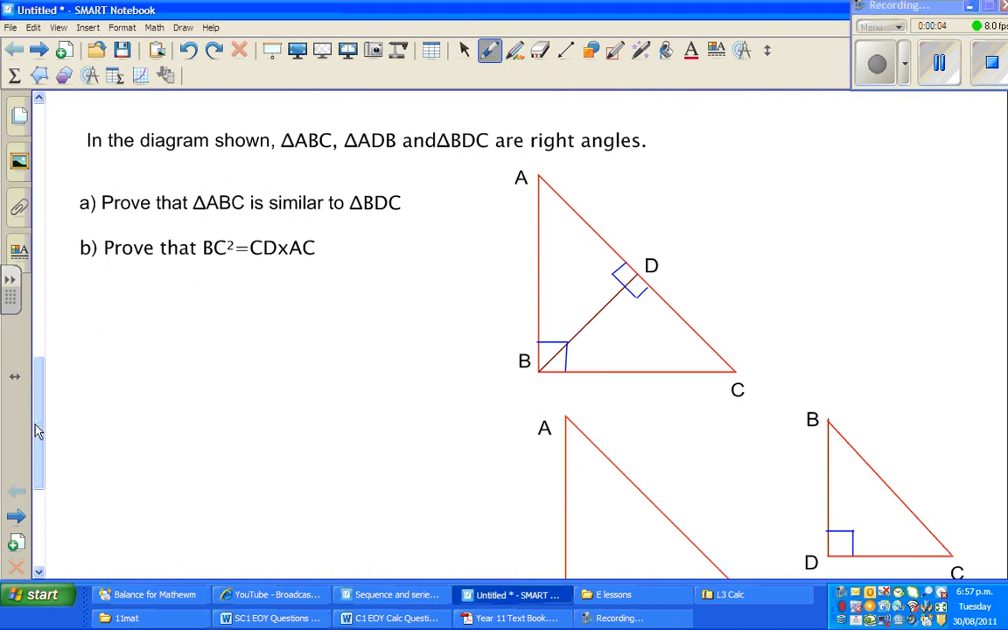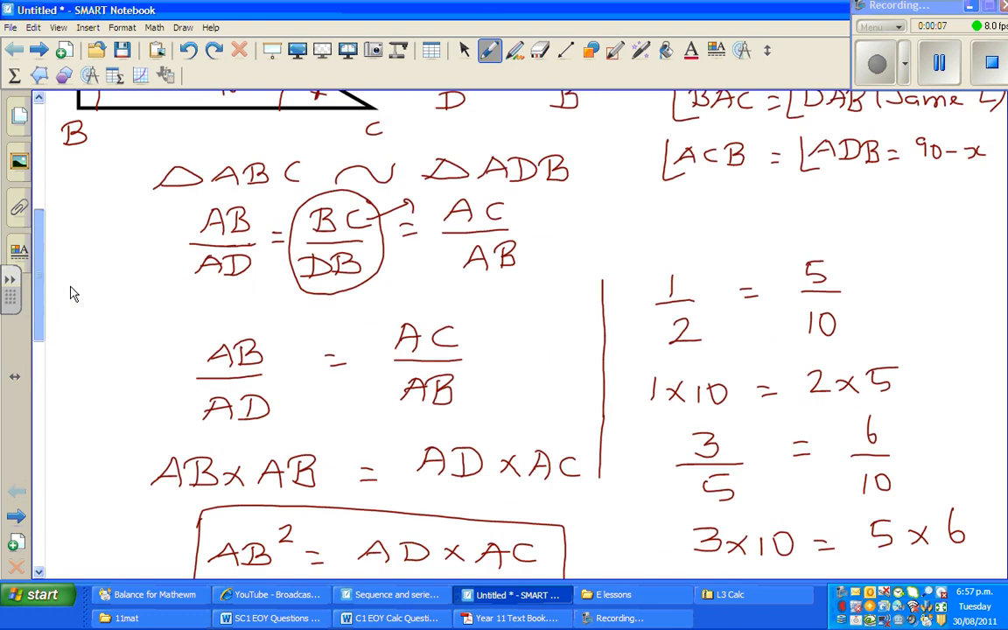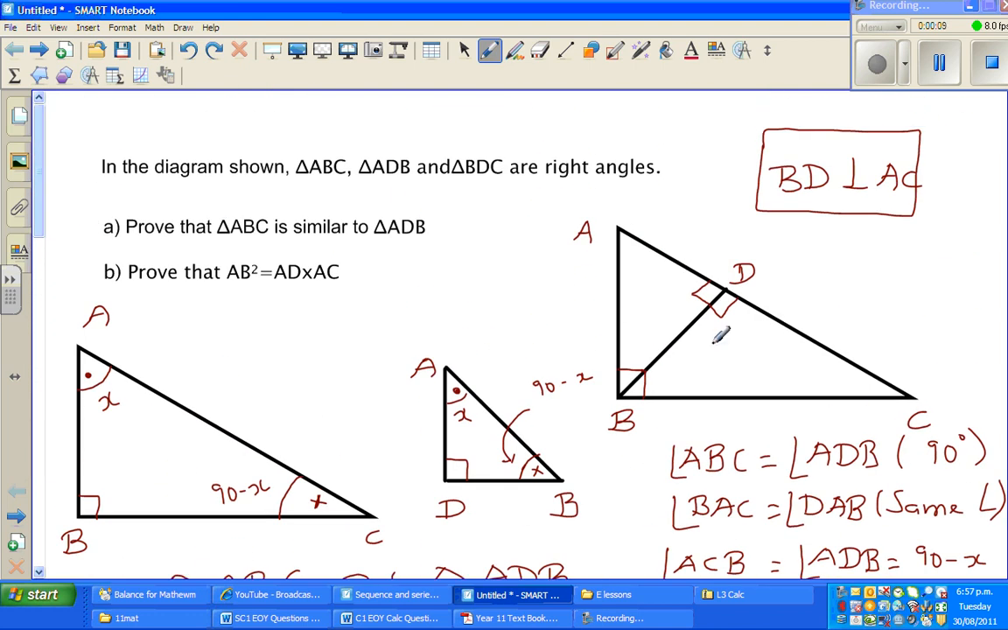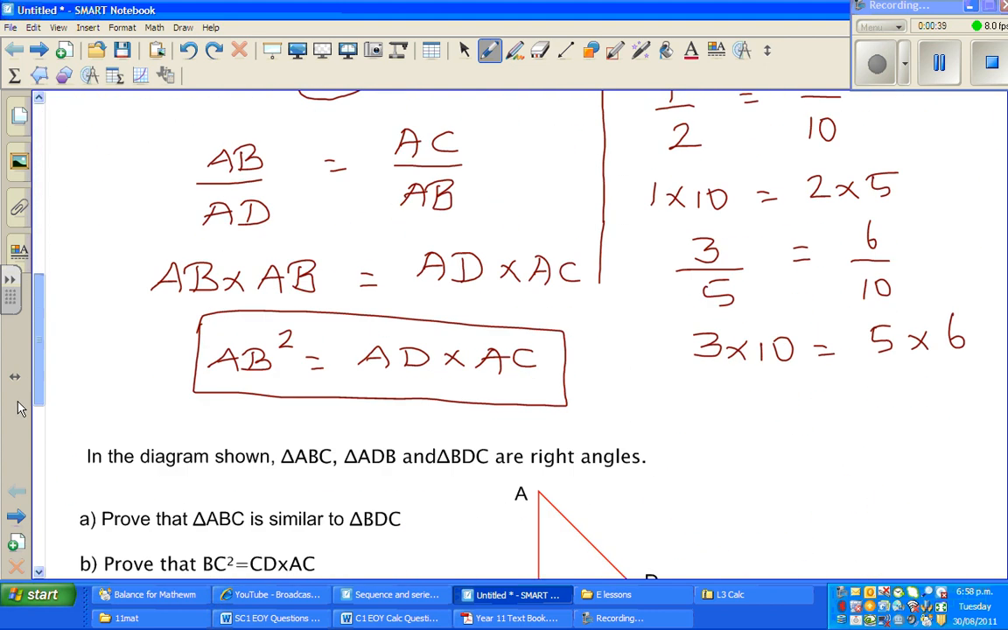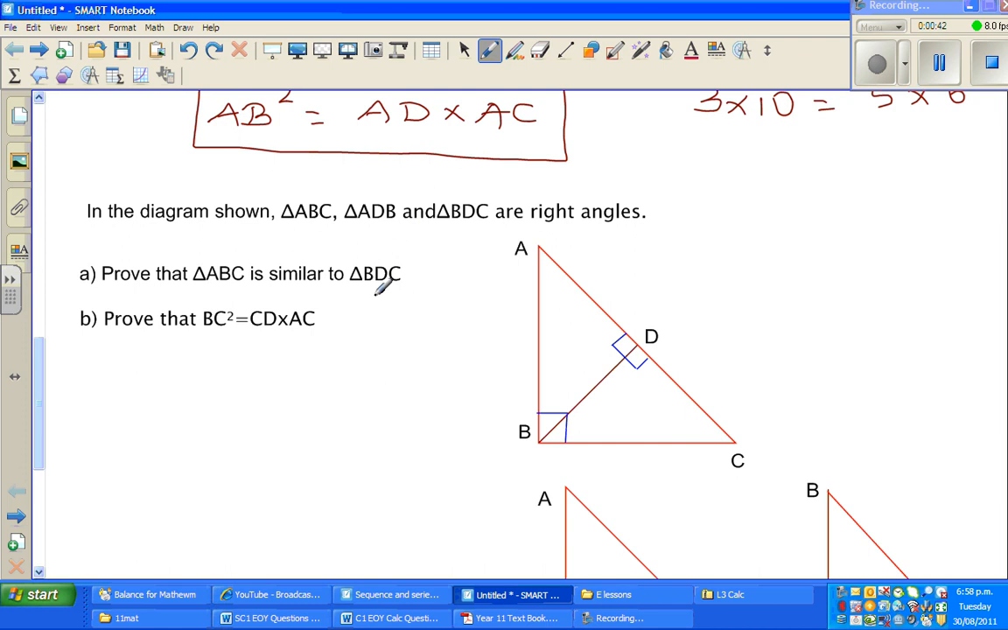Continuing from my last video, where we proved that if this was a triangle ABC and BD was perpendicular to AC, then the mother triangle ABC is similar to the daughter triangle ADB, and then we proved AB squared is AD times AC by proving these two triangles, ABC and ADB, are similar. Now we're going to prove the second part, that the second daughter triangle is similar.